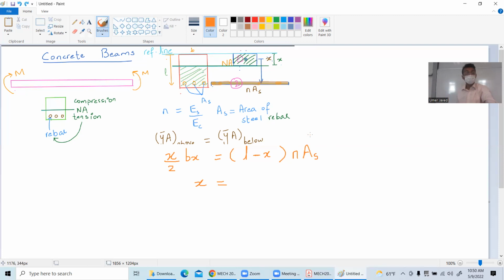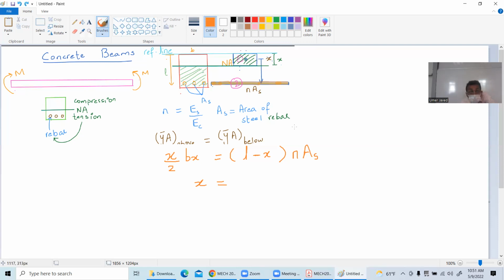Are these two axes the same? Which axis? X. Oh yeah, it's the same X.